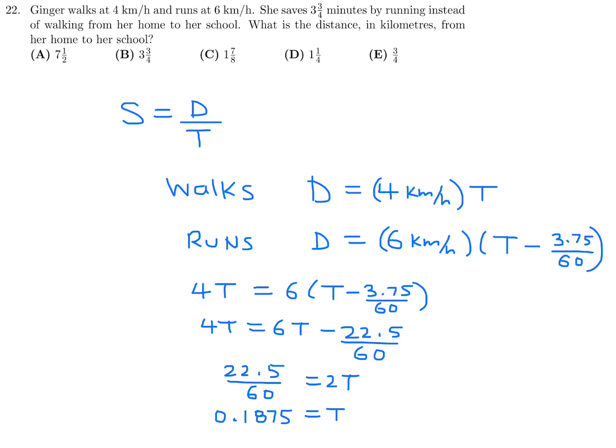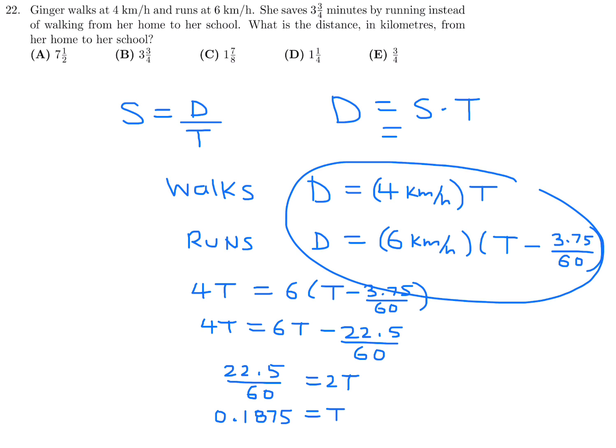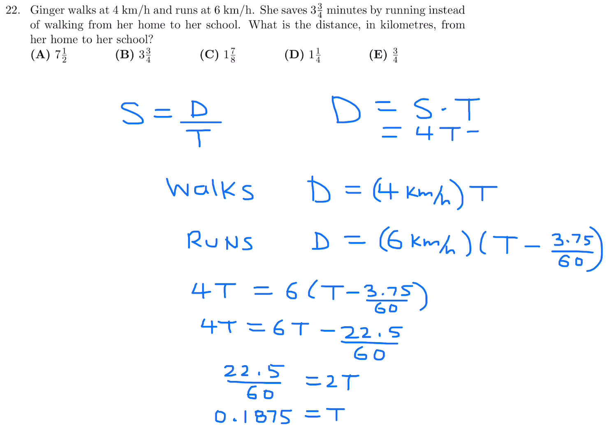All right. So what do they want us to figure out? The distance. Okay. Distance is equal to speed times time, and we can use either of those. I'll just use the simpler one, which is 4T. And T we just got as 0.1875. And therefore, that is 0.75. And that's in kilometers. And 0.75 in terms of a fraction is 3 over 4. So 22, the answer is E.